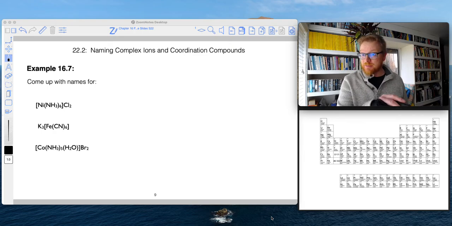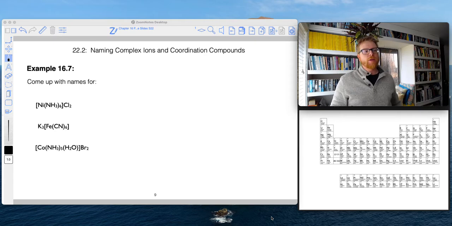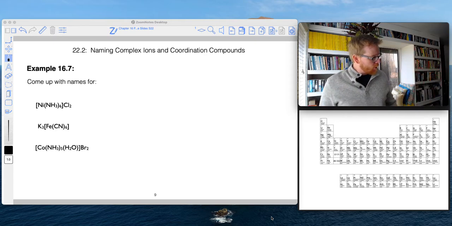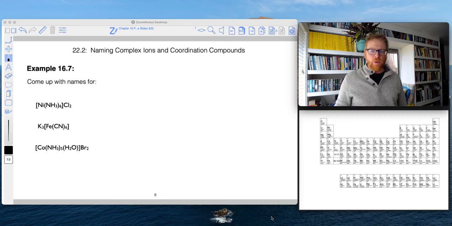Did you work through these names? Did you have time to do it? Hopefully you did. Let's break this down. So I'm going to just break apart the whole formula just so we can see what it consists of and then how we can name it.